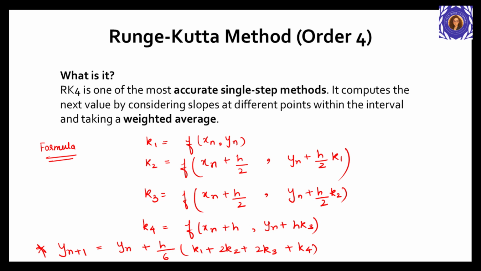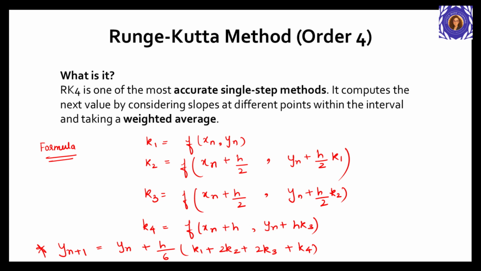Imagine you are trying to cross a river. You don't just look at the water at the start. You check how the current flows at the start, the middle, and closer to the end, and then decide the safest path. In numerical terms, we calculate several k values, little estimates of slopes at various points within a step. Then we blend them with specific weights and use that to take a step forward.